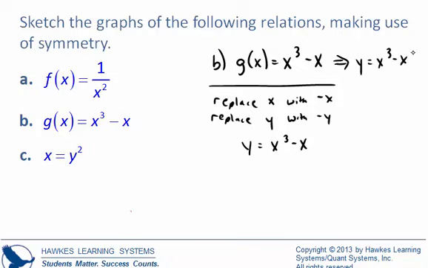Okay, so we are going to now come in and replace the x's with a negative x. So this x will be a negative x to the third, and this x will also be a negative x. And now we're going to replace the y with a negative y. So in place of this y, we're going to put a negative y.